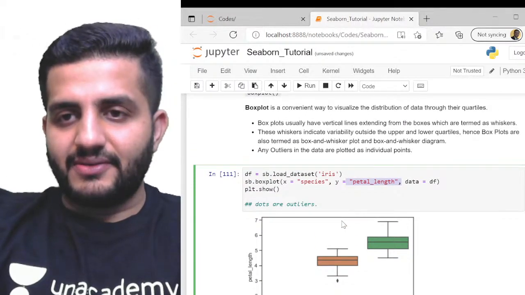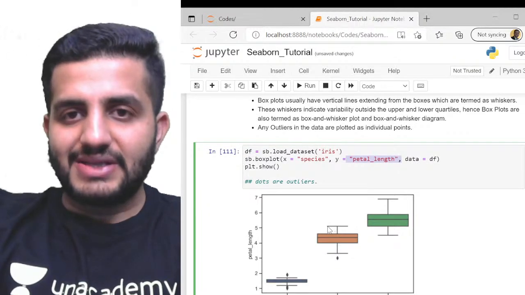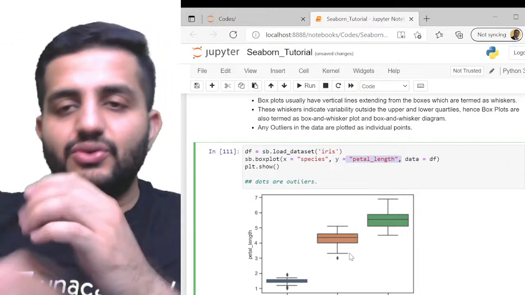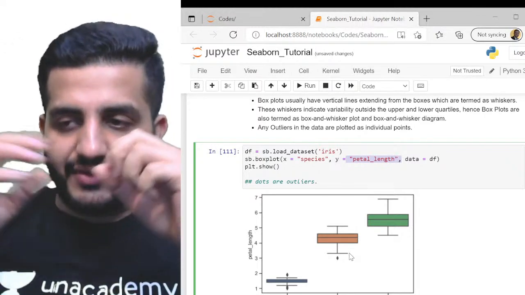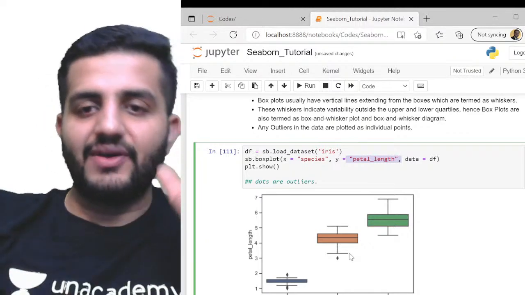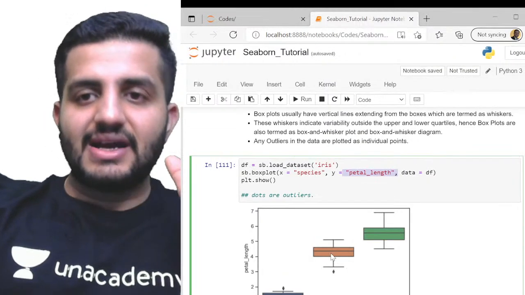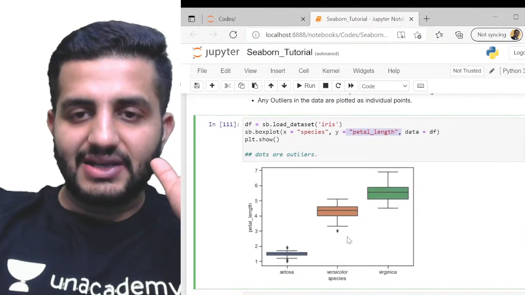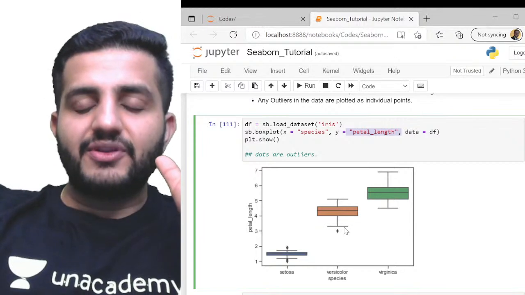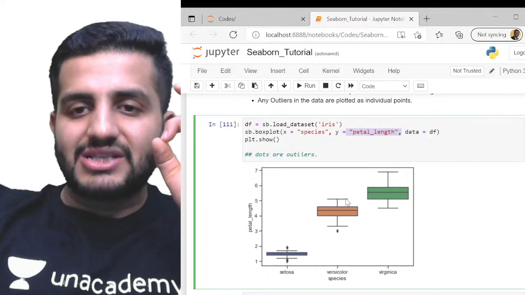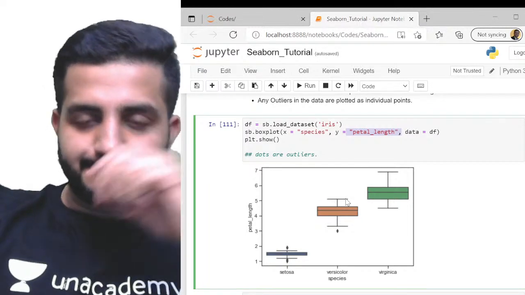Any doubts here? The top one and the lower one give you the entire range of your data where my observations are present. Technically, in terms of numbers, these are the quartiles of your information. So this is your 25th percentile of your data, and the top is your 75th percentile of your data.